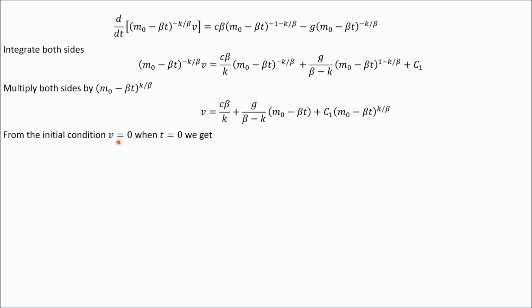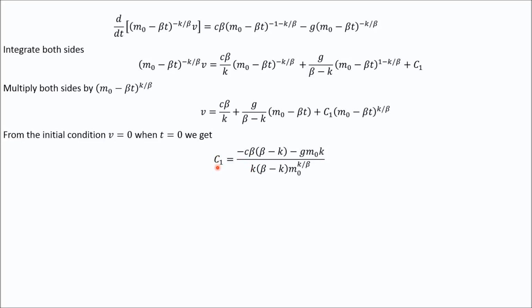Notice that the rocket started at rest, so at time 0 the velocity was 0. And when you plug in 0 for v and 0 for the t's, you can solve for c1 and you get this value for c1. Just as complicated as it looks, it's just a bunch of constants combined together, and they give us the value of c1.